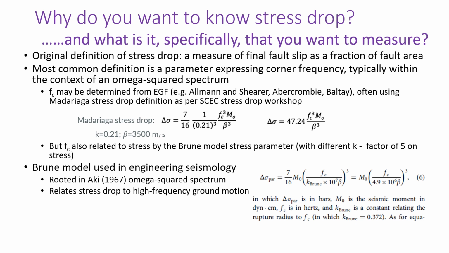But the corner frequency has also been related to a stress drop or parameter by the Brune model using a different constant K, which causes a difference of about a factor of 5 on the stress. The Brune version of the model is the one that's most frequently used in engineering seismology. It's rooted in Aki's omega squared spectrum, and it relates the stress drop to the high frequency ground motion.